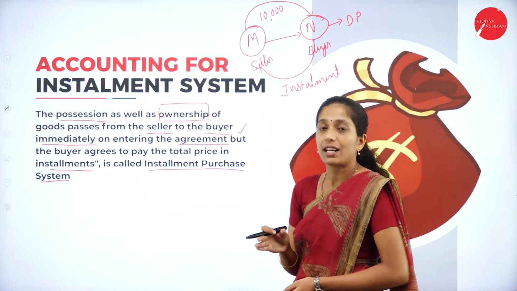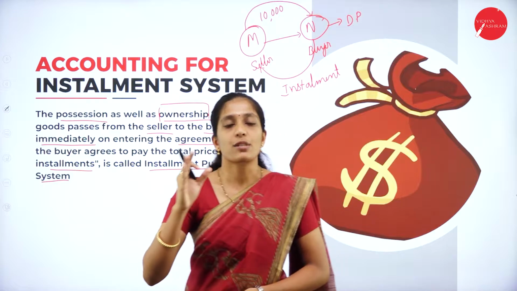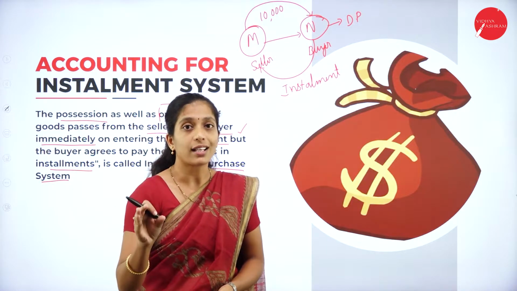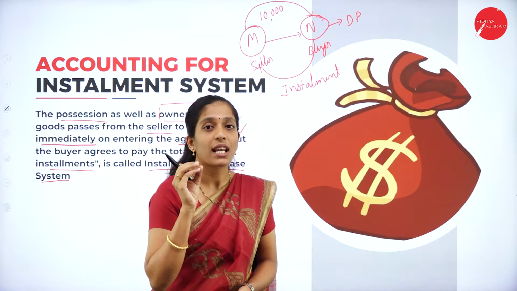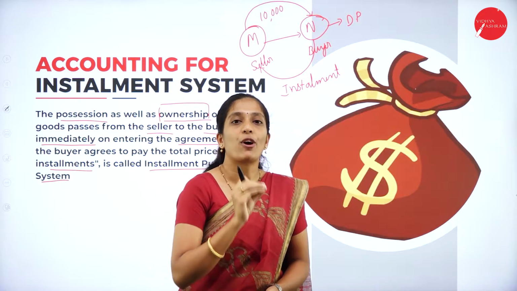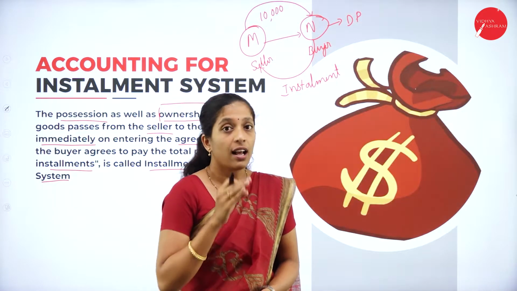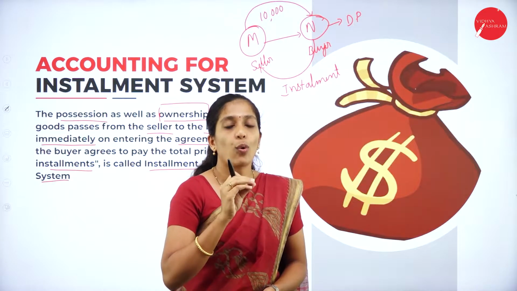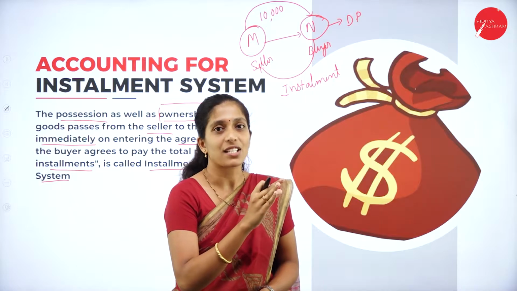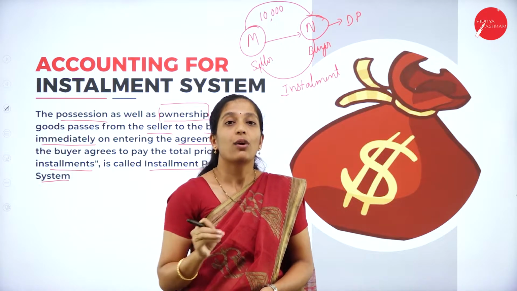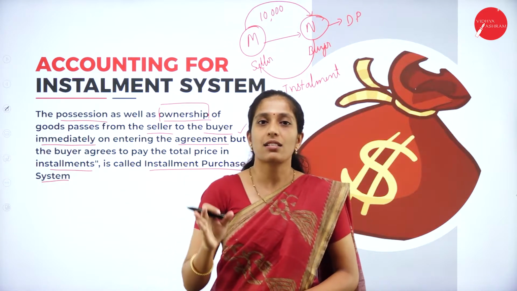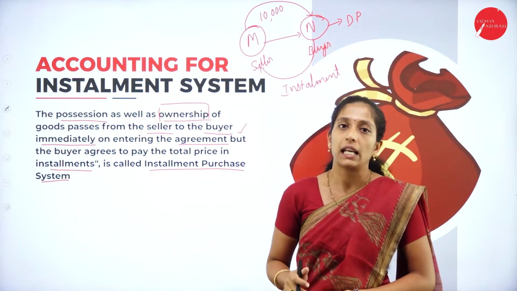Now what you have to remember here is that there are two parties, the buyer as well as the seller, and the seller transfers the goods to the buyer on the condition that on delivery of the goods he has to pay some percentage of the cash price, and the remaining amount will be paid in the form of installments. At the same time, here the ownership of the goods will be transferred immediately, not like the hire purchase system. In the hire purchase system, the ownership will be transferred only after the payment of the last installment, whereas in the installment system, the ownership will be transferred immediately.